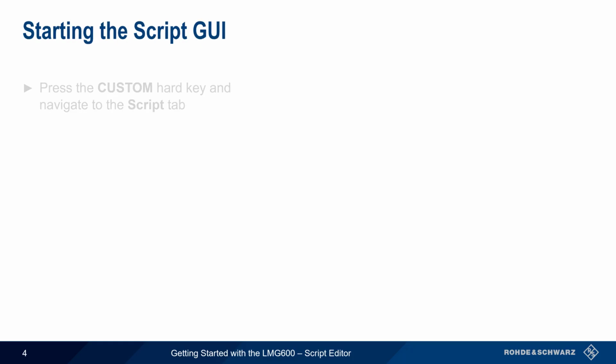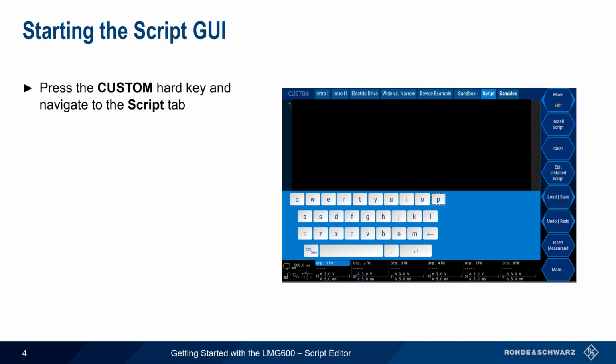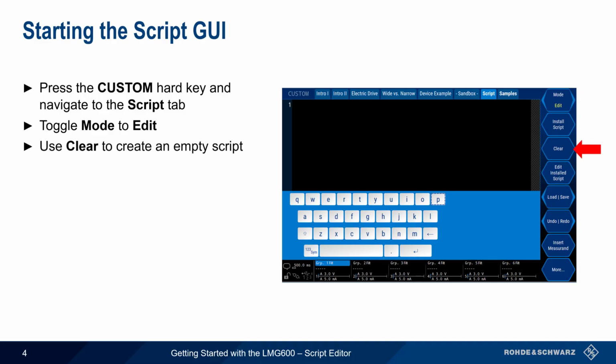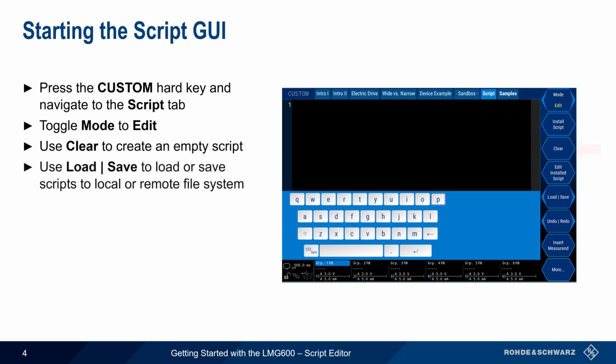To start the Script Editor, press the Custom Hard key on the front of the LMG and then navigate to the Script tab. Creating and editing a script requires that Mode be set to Edit. The Clear menu item can be used to create a blank or empty script. Scripts can be loaded from or saved to the file system using the Load Save button, and these scripts are saved with the file name extension .zscript.